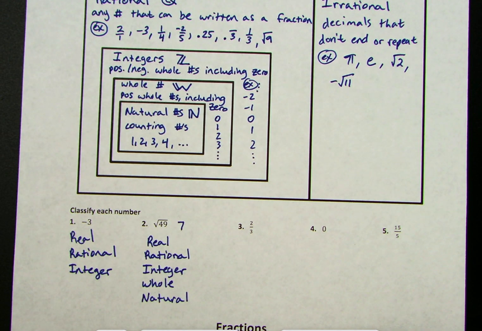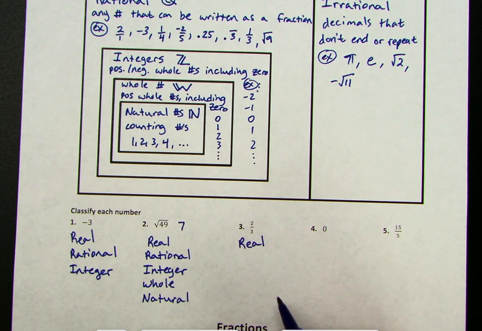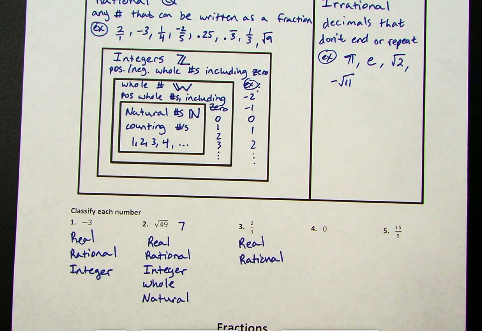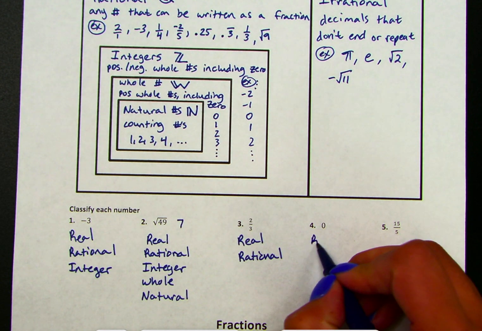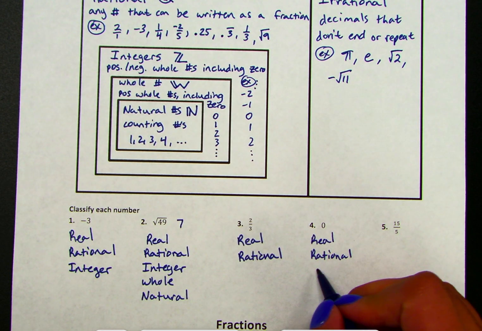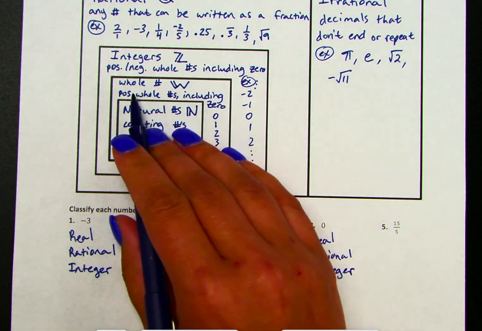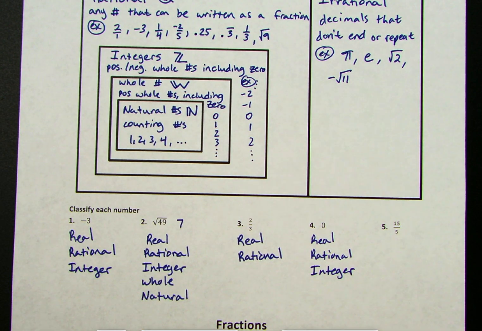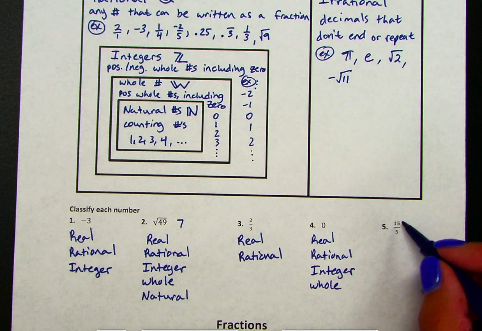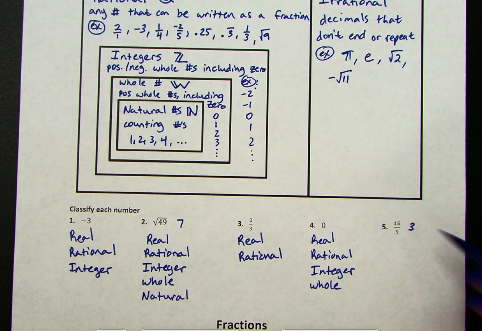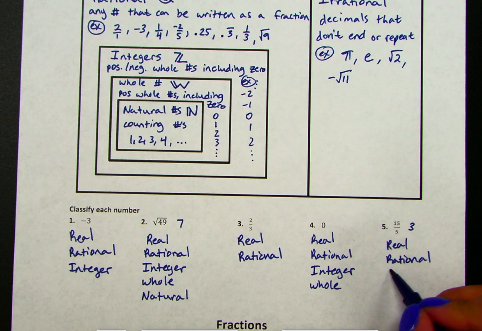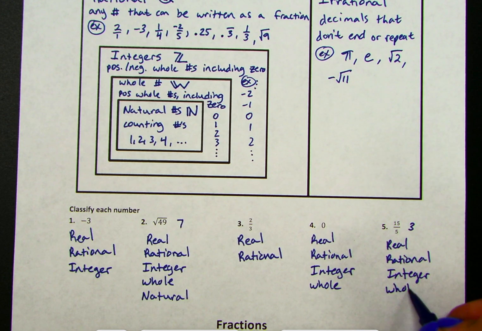All right, 2/3, that cannot be simplified, so that is going to be real. And then it's a fraction, so that's rational. And it's not an integer because it's not a whole number. Okay. 0 is a real number. It can be written as a fraction, so rational. Fits into our definition of integer. And a whole number, but because it's 0, it's not a counting number, because when we count, we always start counting at 1. And again, I'm going to need to simplify this. 15 divided by 5 is really the same thing as 3. So I'm really classifying that 3 number. So it's going to be real, rational, integer, whole, and natural.